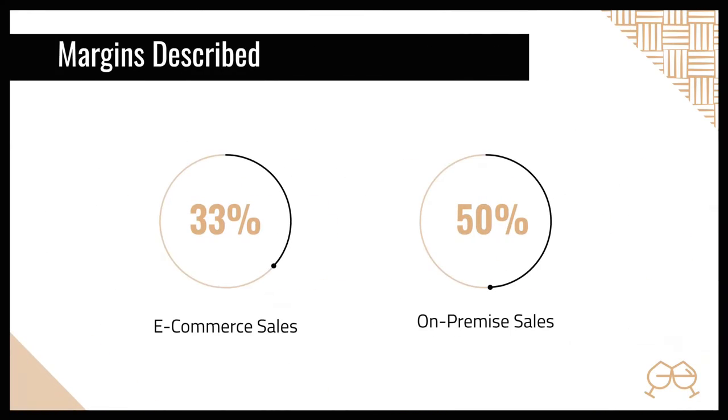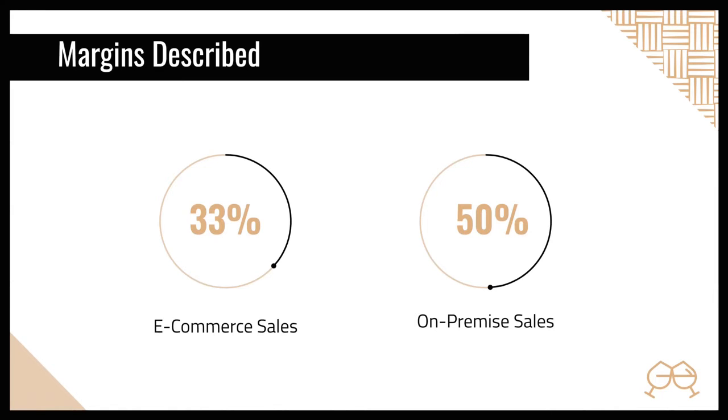Now taking a deeper dive into the margins that were utilized in our calculations, we utilize different margins for the different types of distribution channels that you have. For sales made through your e-commerce platform, we utilize a margin of 33%, as this is around the industry standard for online wine purchases. For on-premise sales, these margins are historically much higher, as we utilize a margin of 50% when calculating the profit for purchases made on site.